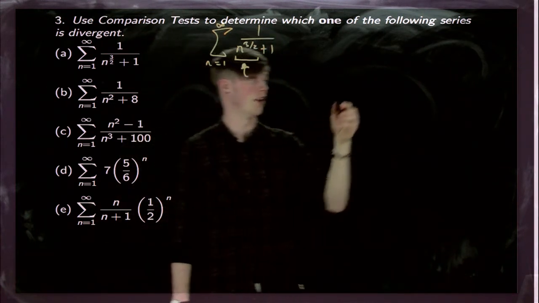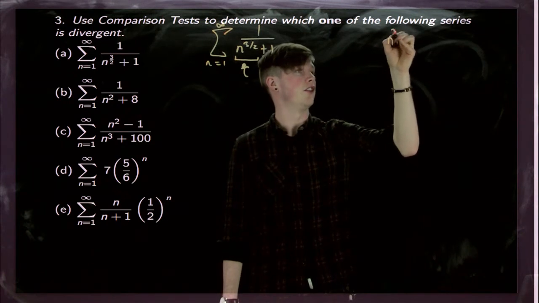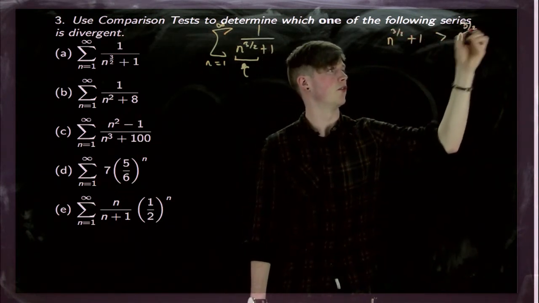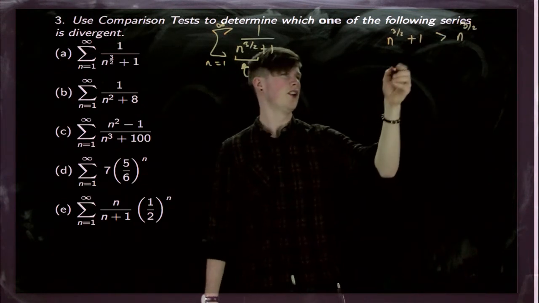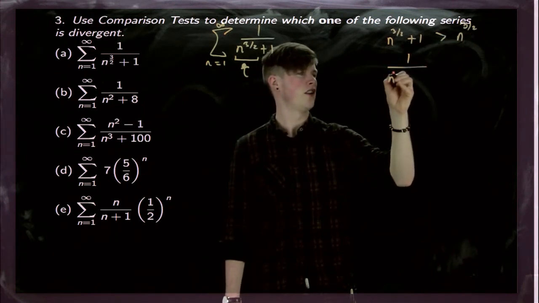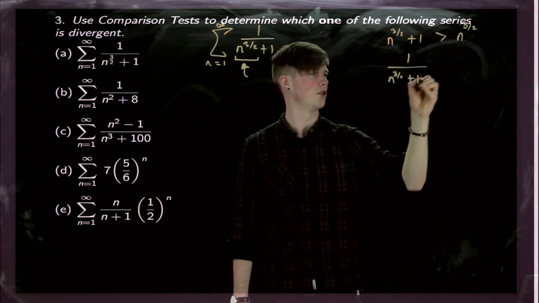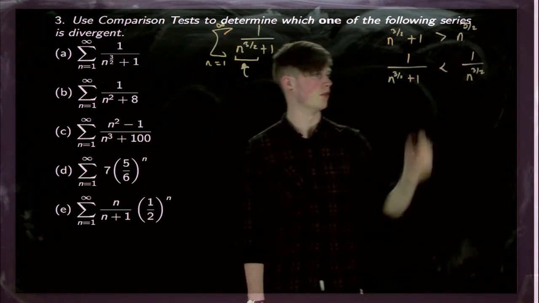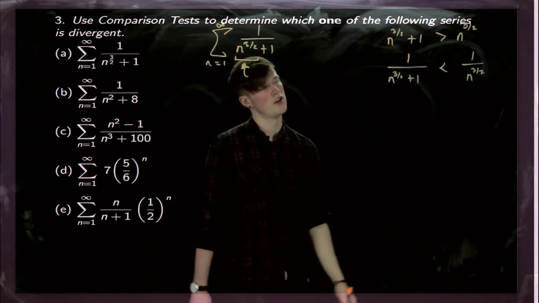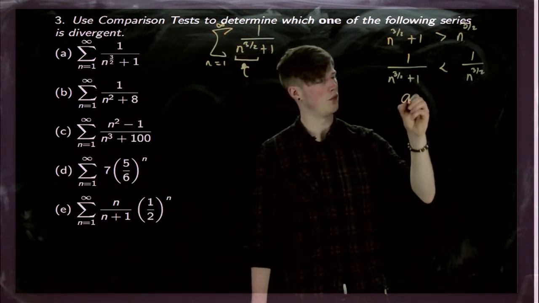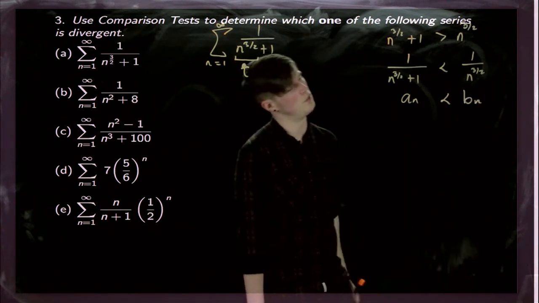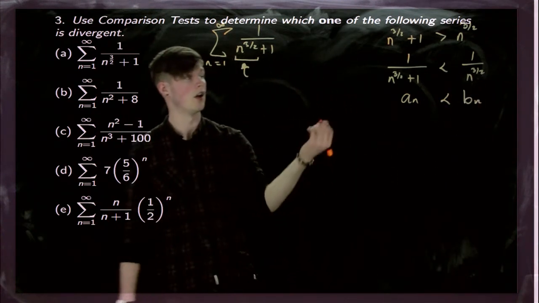Now, can we do that? Well, we know that n to the 3 over 2 plus 1 is greater than n to the 3 over 2, just because we're adding 1 to one side. So if we flip this, 1 over n to the 3 over 2 plus 1 has to be less than 1 over n to the 3 over 2. So we have our criteria for using our comparison test. We have positive terms where an is less than bn. And what do I know?